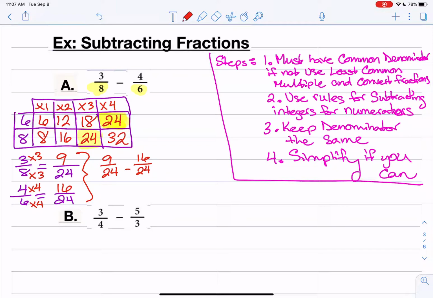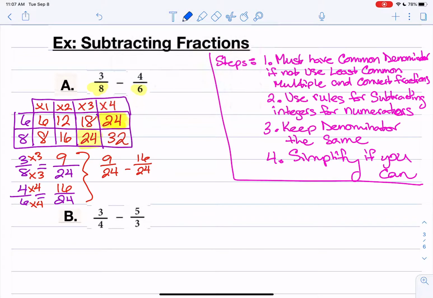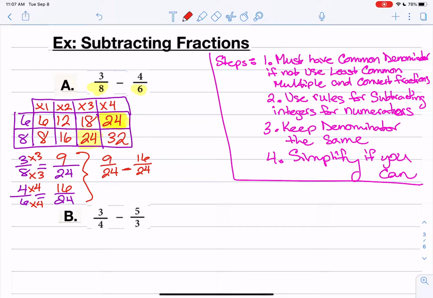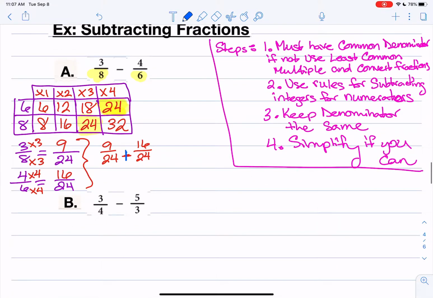Now we use the same rules for subtracting integers. If you'll remember from the last video, when you subtract integers, you change that subtraction sign. Let me make it a little bigger. You change that subtraction sign to addition, and the second number, you change its sign to the opposite. So we have a positive 16, so this is going to become a negative 16.